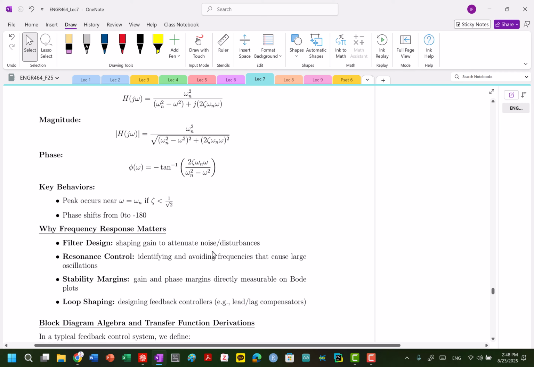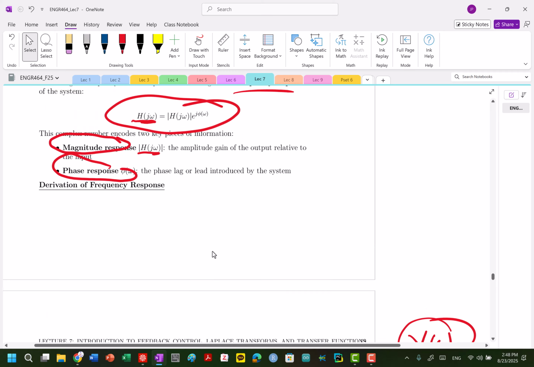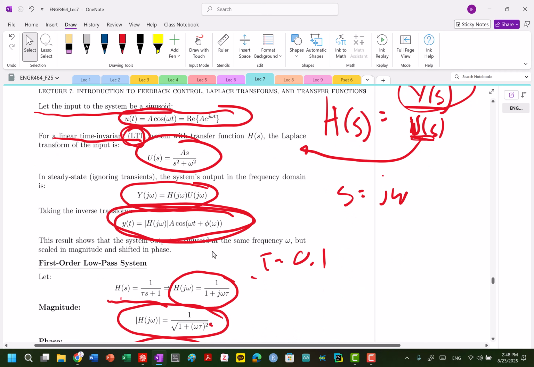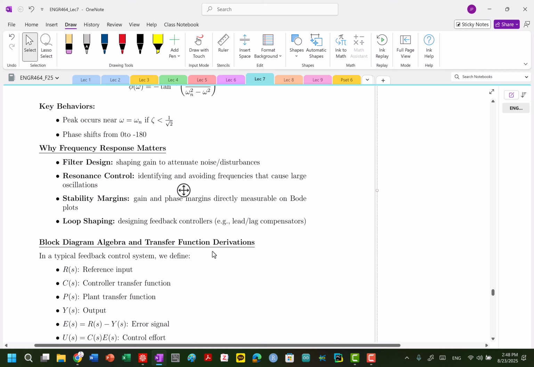This is particularly different, and you're going to see phase shifts. You might see decibels. So there's a lot of frequency responses, especially in electrical engineering, when you're designing high pass, low pass filters. You can see that here. Resonance control, shaping loops essentially.